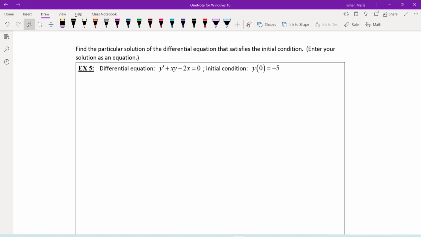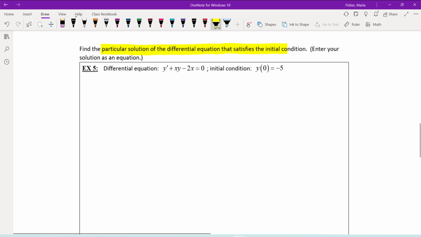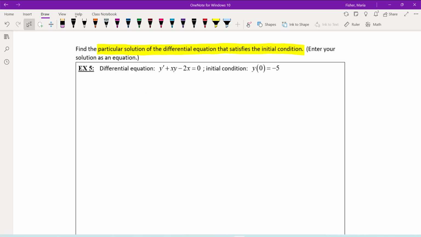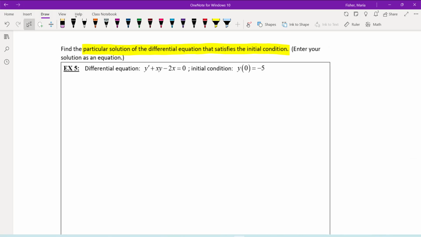The last two examples in this section are asking us to find a particular solution for the differential equation that satisfies an initial condition. All that means is that we're given some kind of initial condition, or a point on the original function, so that we can solve for c. In WebAssign, you're going to still be asked to enter your solution as an equation, so just make sure that you're entering it in with that equal sign.